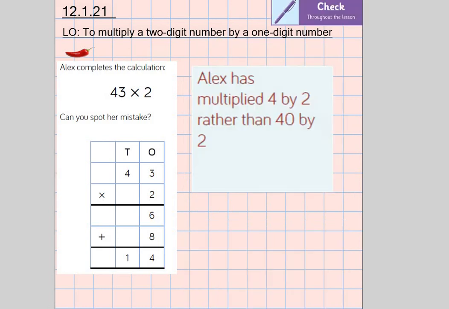How did you do the Chili 1 question? So it says Alex has multiplied 4 by 2 rather than 40 by 2. He didn't think about his place value, did he? Did you spot that? Well done.